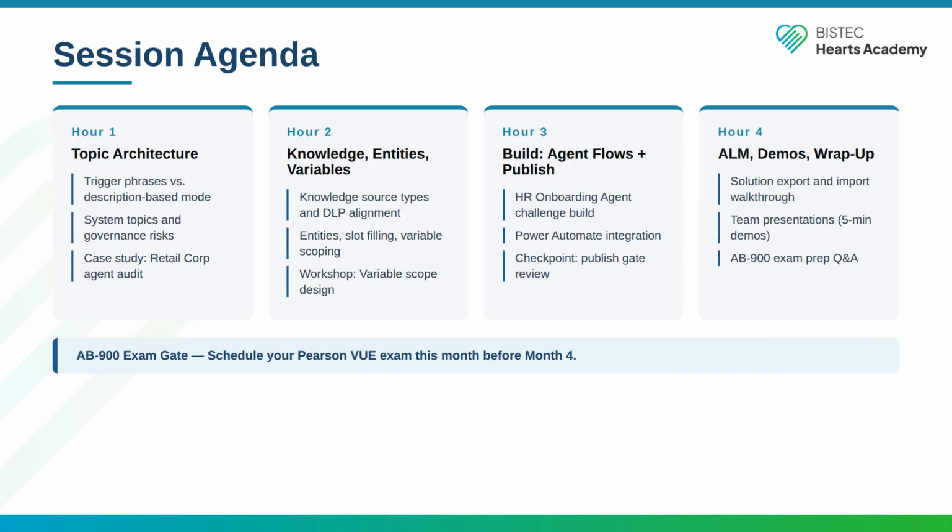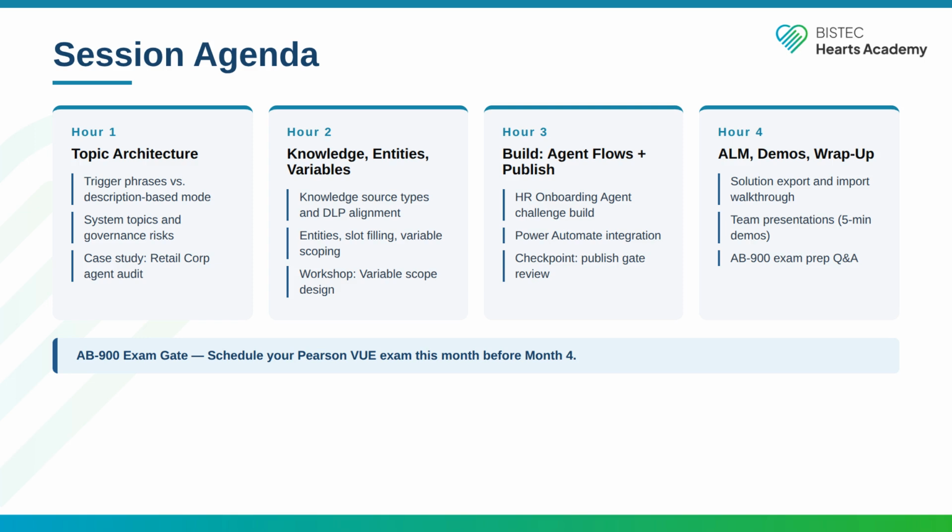The session runs across 4 focus blocks. Hour 1 covers topic architecture, how agents decide which topic to invoke, how that decision is governed, and what happens when system topics are misconfigured. The Retail Corp case study grounds the theory in a real data governance incident.